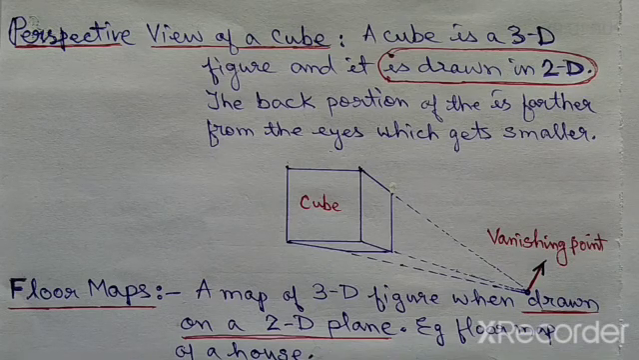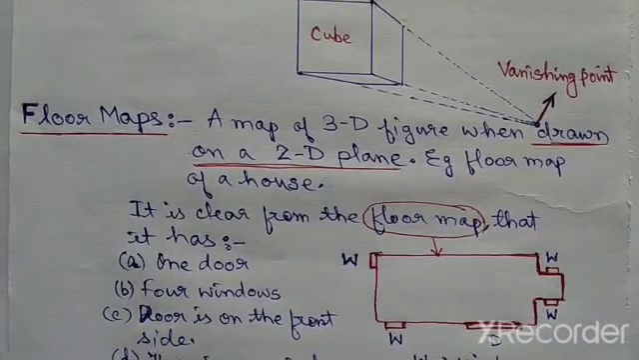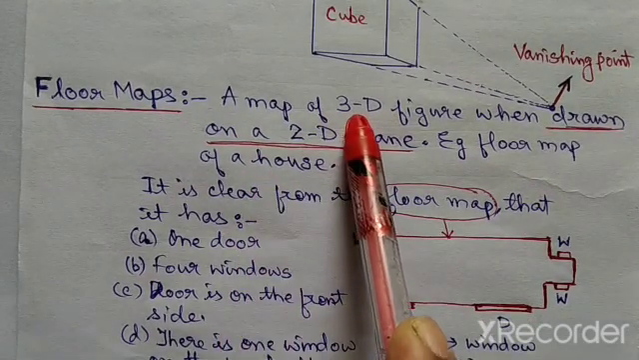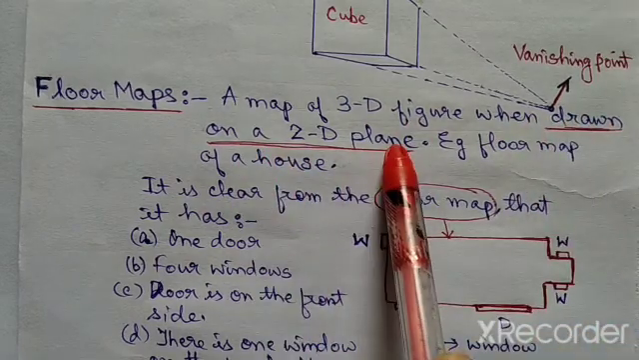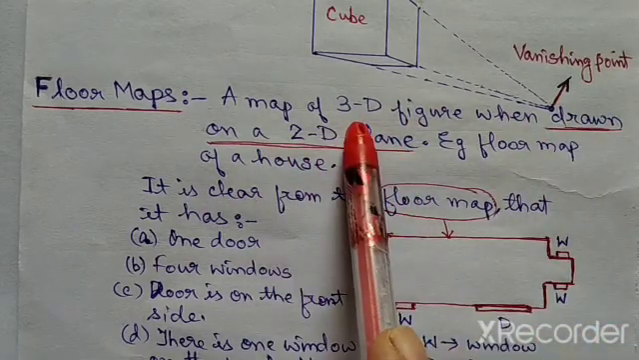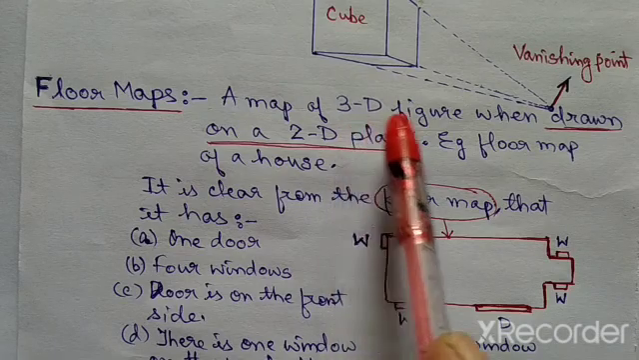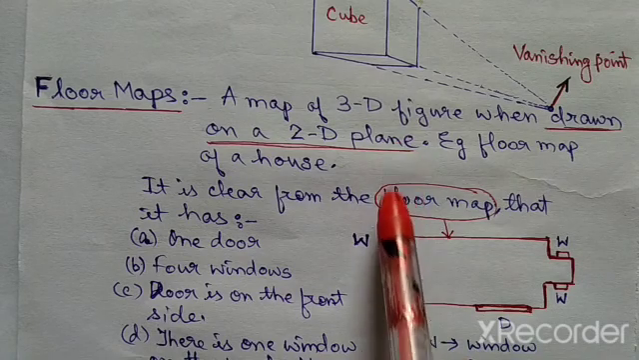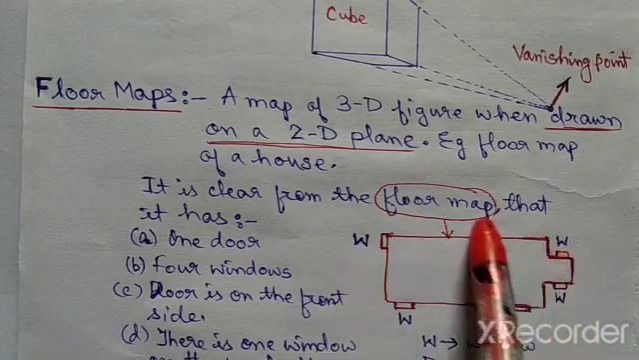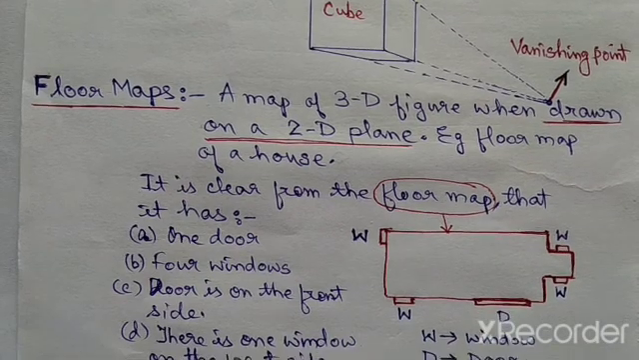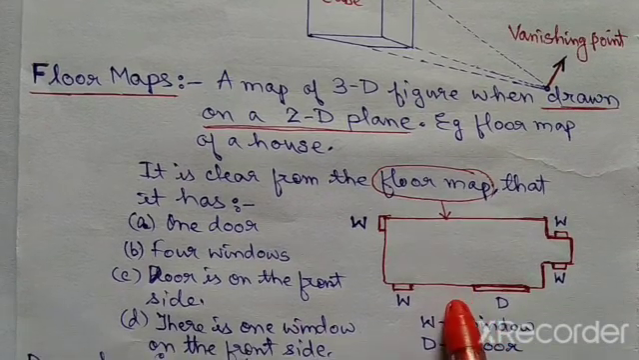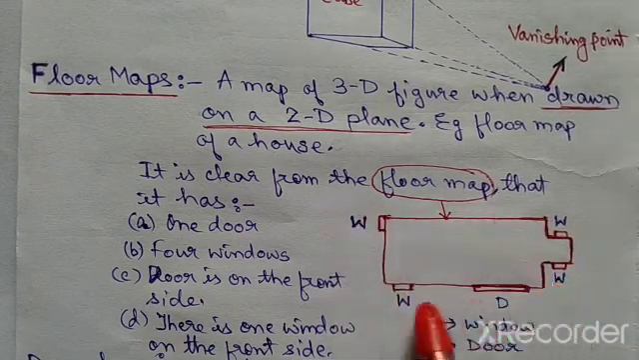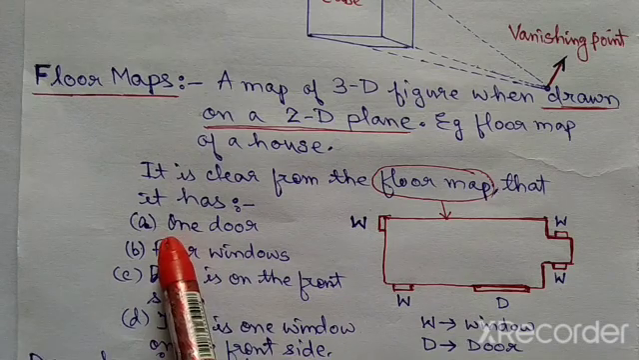I hope you understood. Now children, the next topic of discussion is the floor map. What is a floor map, children? A map of a 3D figure when drawn on a 2D plane. Okay, children, a map of a 3D figure or solid figure which is drawn on a 2D plane, that is called a floor map. Like the floor map of a house. Just see, this is a floor map of your house. Okay. Now from the floor map, for example, what type of information does it give, children? One door. Just see, one door.